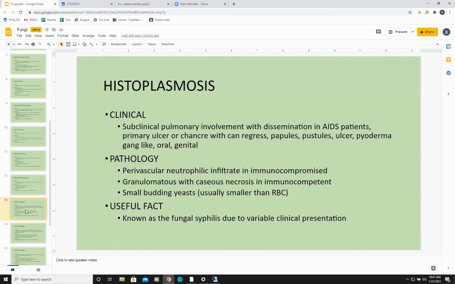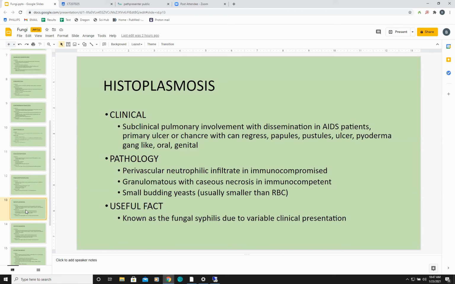The next one is histoplasmosis. This often is subclinical pulmonary involvement, and in HIV patients, that's usually where this occurs with dissemination. And this is known as the syphilis of fungi because it can present with such a large number of different clinical presentations. An ulcer, a chancre, you can have regression, papules, pustules, pyoderma gangrenosum-like lesions, oral lesions, genital lesions. So it's always something to think of in immunocompromised, especially HIV patients.